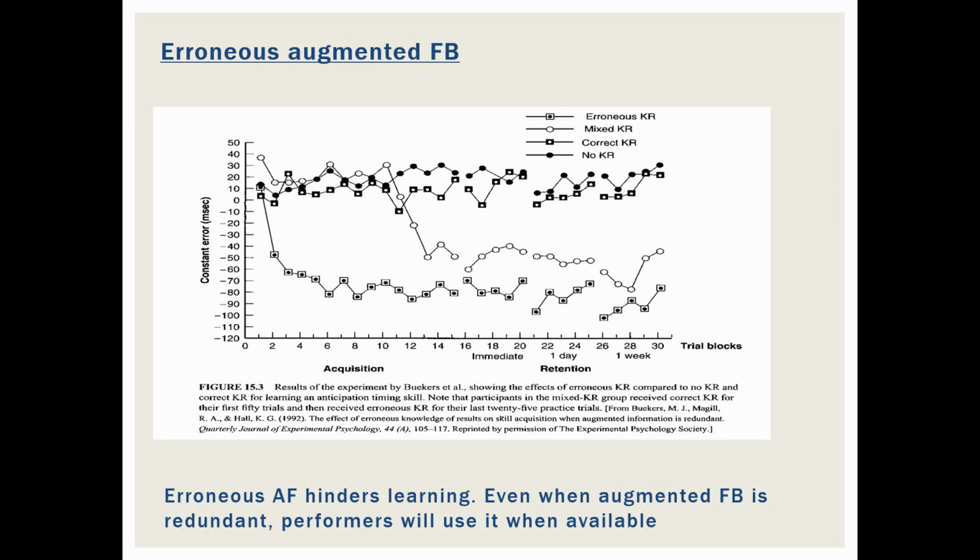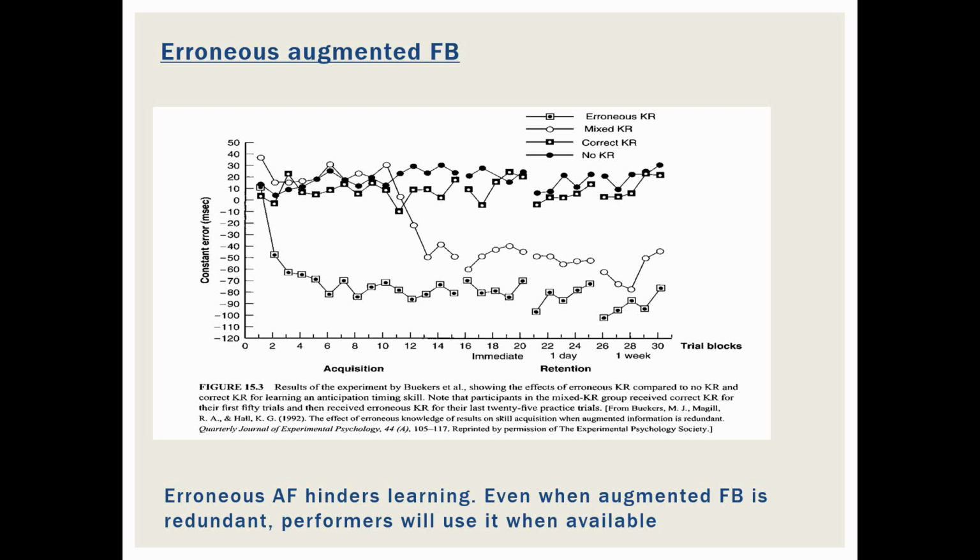And we can see that in this particular study, which was an anticipation timing skill. What we saw there was if you provide 3 or 4 different types of feedback, you provide either no knowledge of results, correct knowledge of results, or erroneous knowledge of results, or a mix of the two, then we see that when someone provides erroneous augmented feedback, then performance decreases massively. When you provide augmented feedback on someone's ability to anticipate in this timing skill, and you give them wrong knowledge of results, they actually start using that information to change their performance. And because they use that information, they're actually learning the skill in an incorrect way.